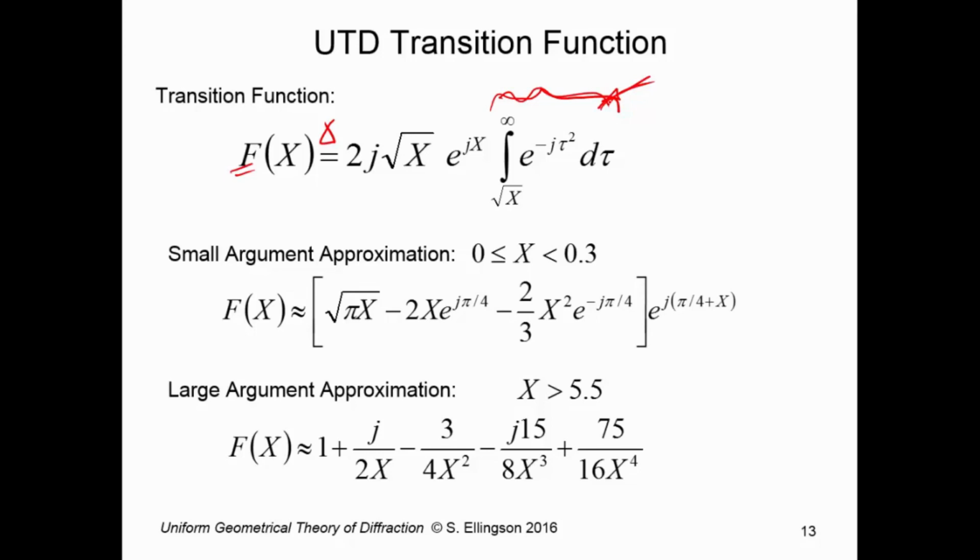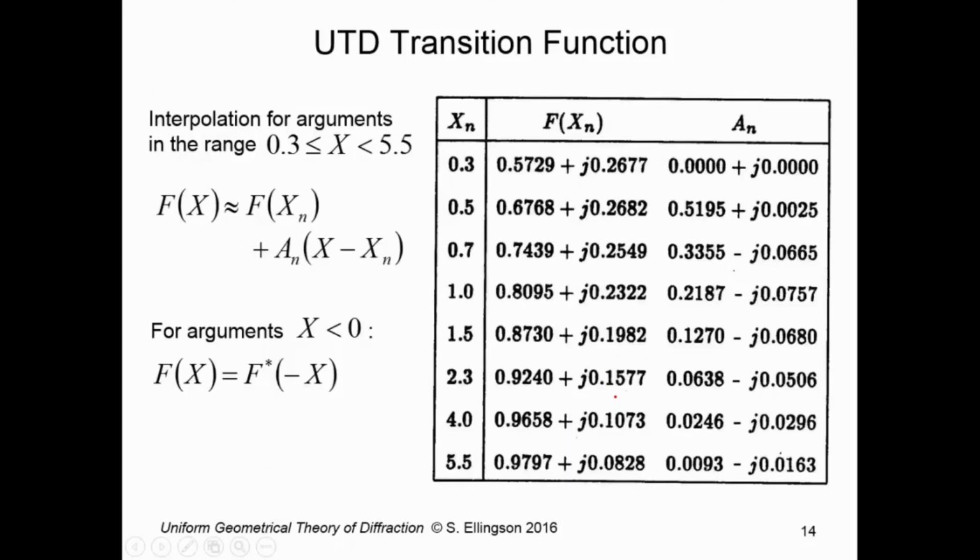The small argument approximation to the transition function goes like this. It works for values of the argument that go from 0 to 0.3, and it's a simple closed form expression, simply a 3-term expression. There's a large argument expression, which works for arguments which are greater than 5.5, and is this 5-term series here. Again, very simple closed form expression. That leaves a gap between 0.3 and 5.5. In that range, the only reasonable way to do it is to interpolate.